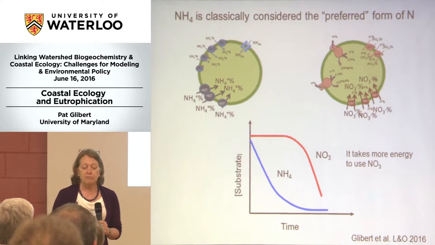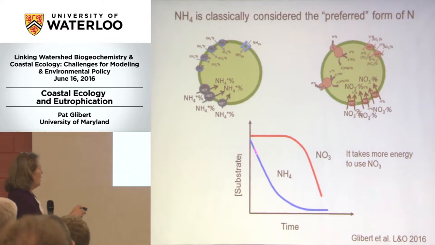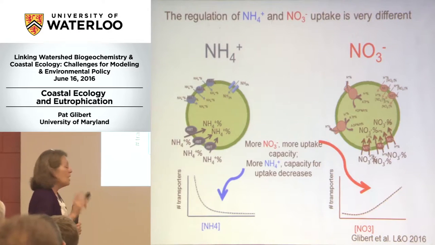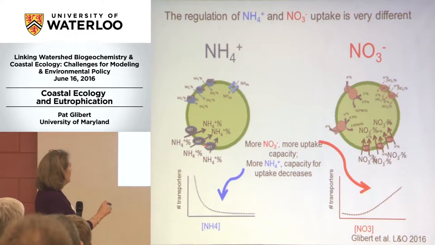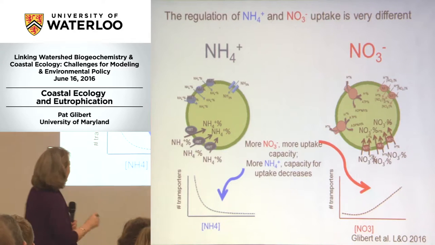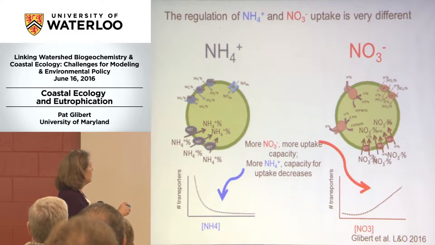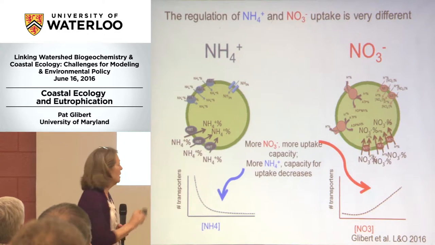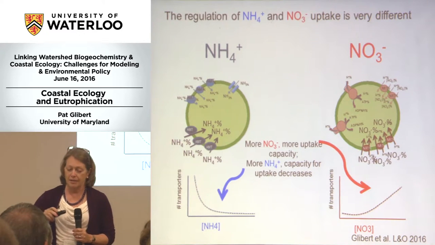Classically, we consider ammonium to be the preferred nitrogen form. It's taken up more easily across cell membranes, and so classically, ammonium is used first and only nitrate gets used after ammonium is drawn down to some level. But we know that these are metabolized differently. When both of these forms of nitrogen are taken up via transporters at the cell surface, getting into some cell physiology here, as we add more ammonium to the water, the number of transporters for ammonium actually goes down. The cell downregulates its ability to take up ammonium. In contrast, when we add nitrate, the cell upregulates its ability to take up nitrate.